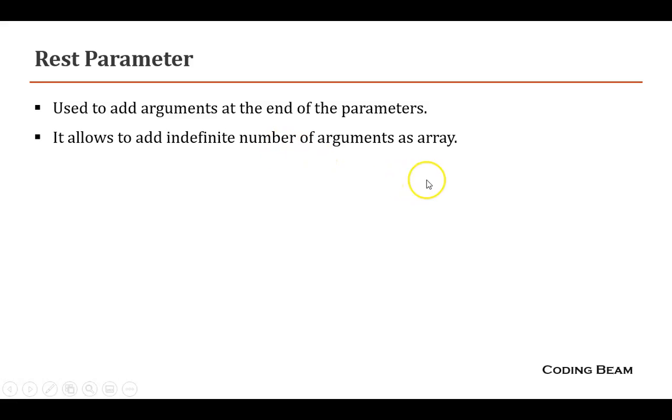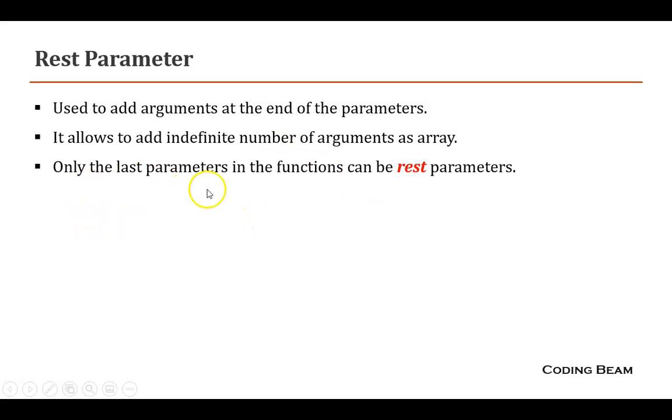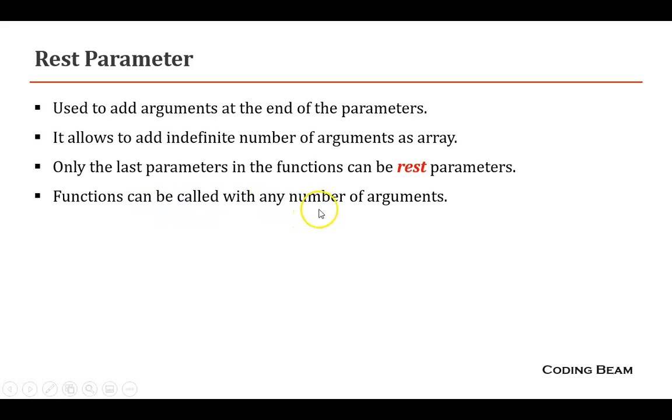So the arguments will be stored in the array, and only the last parameter in the function can be the REST parameter, and the other parameters will be known as simple parameters. And the functions can be called with any number of arguments. So this will be helpful for us because the functions then can be called with any number of arguments inside it. But why do we need them?